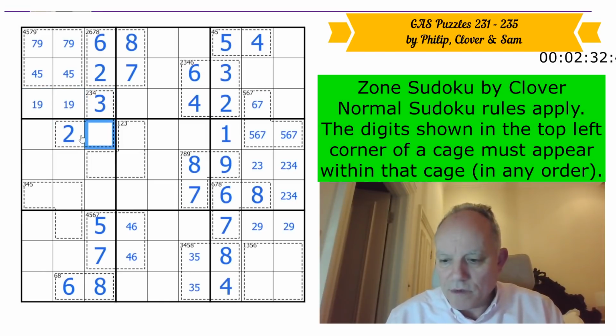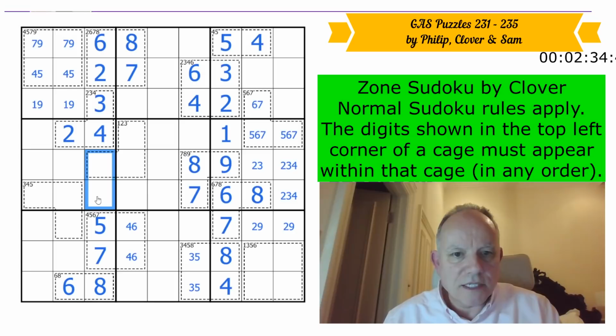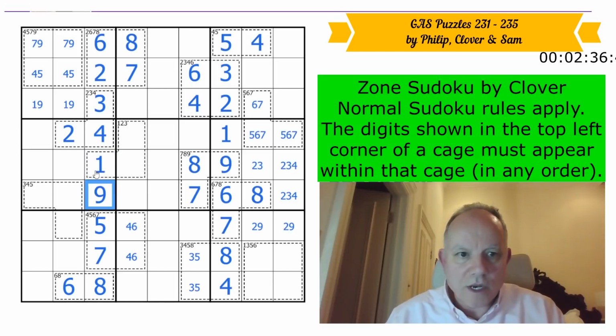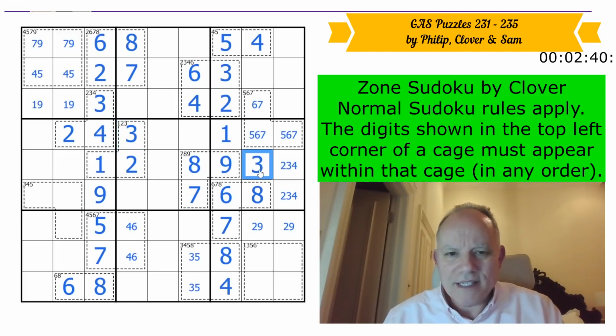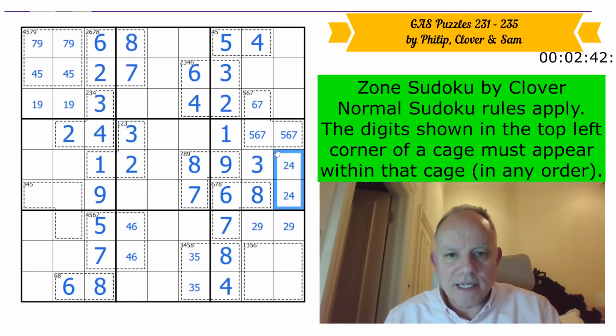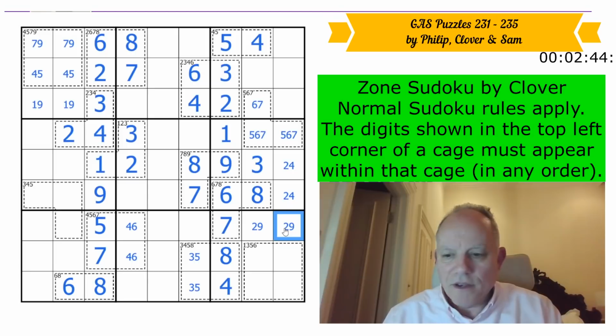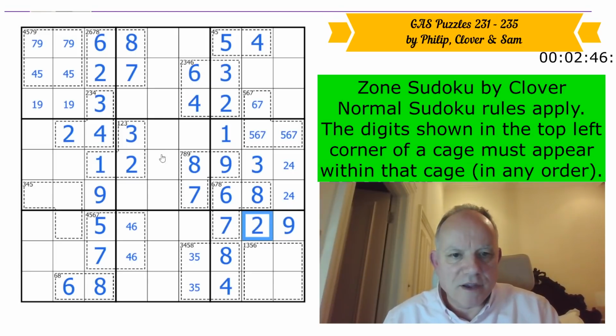2 and 4 are resolved there. This is 1, 9 again, so we get 1, 9, 3, 2. This is a very helpful rule set. As I said before, the numbers are pretty much specified all around the grid. You just have to work out where they end up.